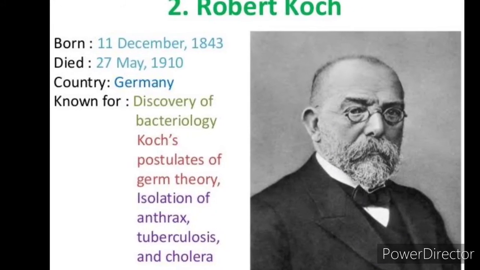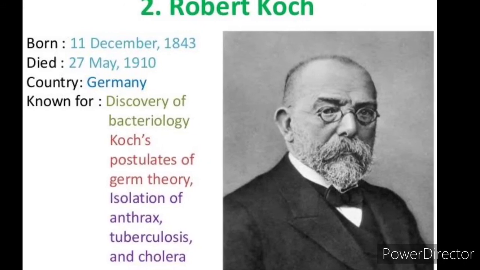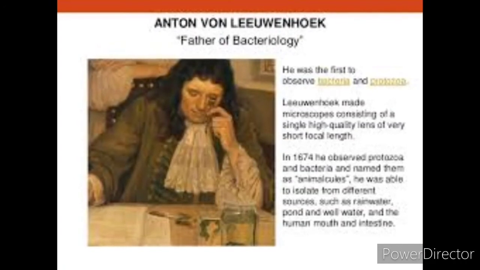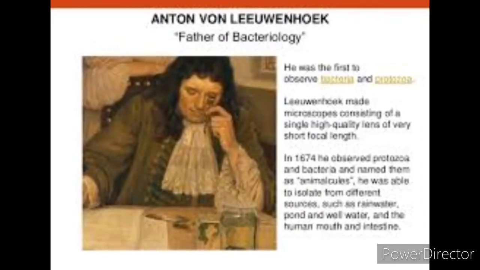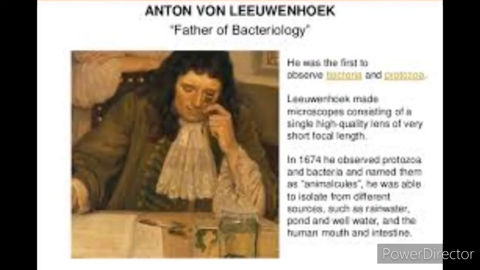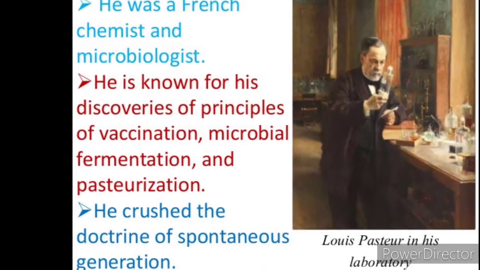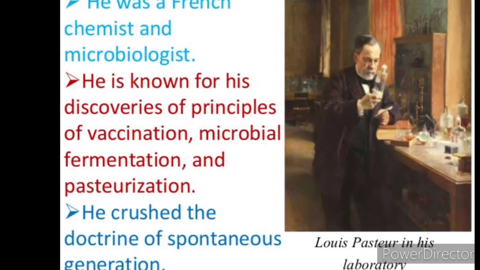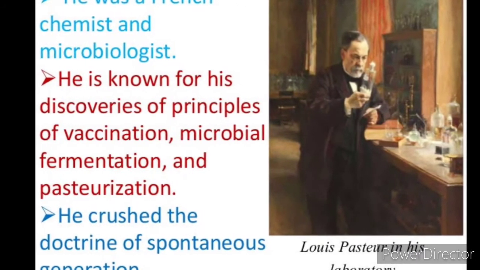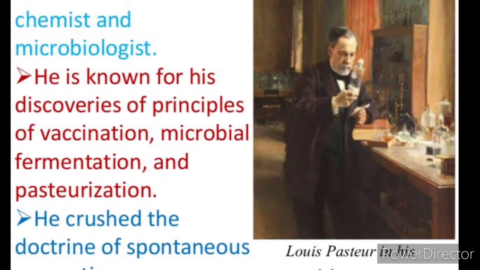Let us see the contribution of scientist Robert Koch, born in December 1843. He is from Germany. He discovered bacteriology and the isolation of anthrax, tuberculosis and cholera. Anton von Leeuwenhoek is the father of bacteriology. He discovered the microscope. Louis Pasteur is a great scientist who discovered pasteurization and vaccination, and microbial fermentation.